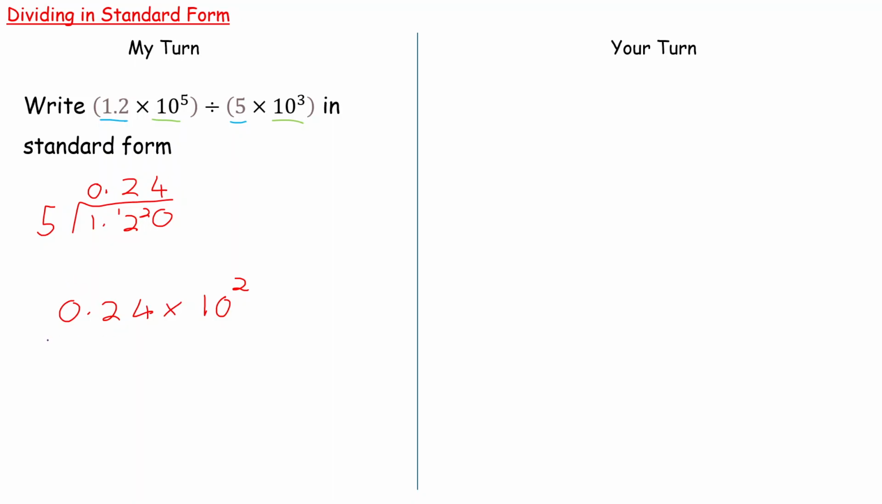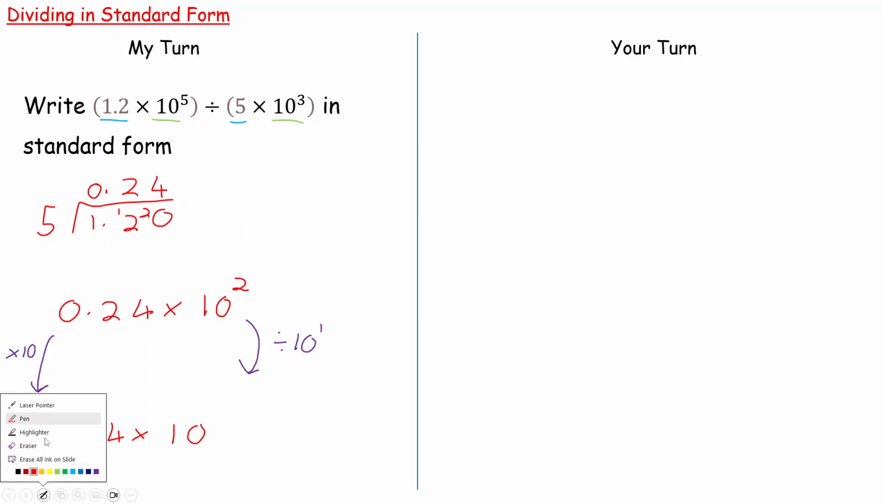To get 0.24 to become between 1 and 10, we can times this by 10, which means, like on the previous video, you have to do the opposite thing now. So we're now timesing the first number by 10, which means I've got to divide my indice part by 10, or I can write it as 10 to the power of 1 to help us think about it. So 0.24 times by 10 is equal to 2.4. 10 squared divided by 10 to the 1, take away the powers, 2 take away 1 is equal to 1, so 10 to the power of 1, which you could just write as 10. And that is your answer.